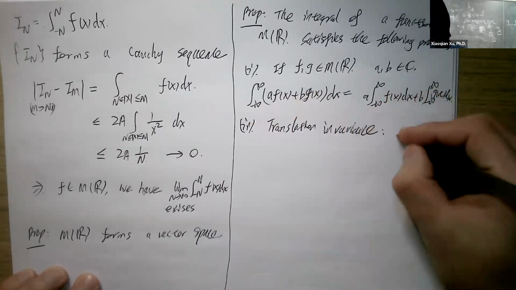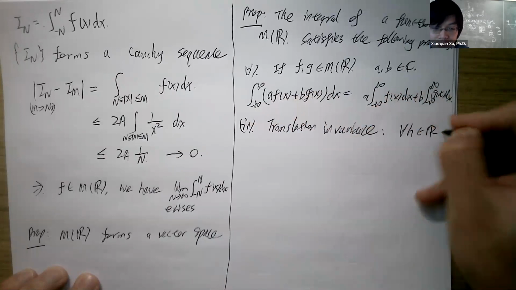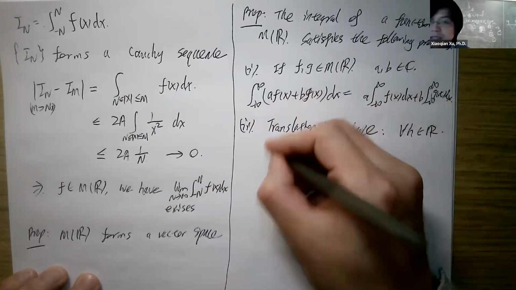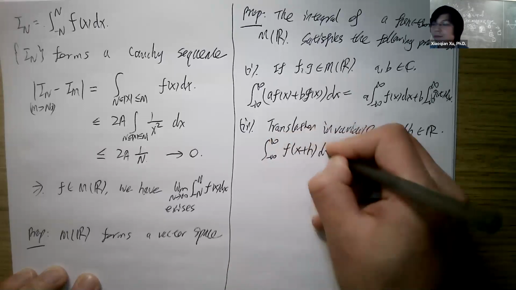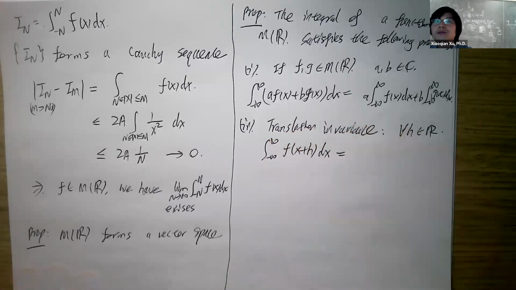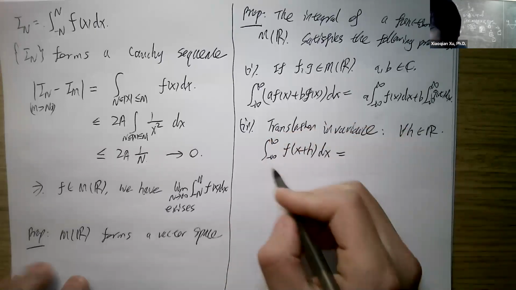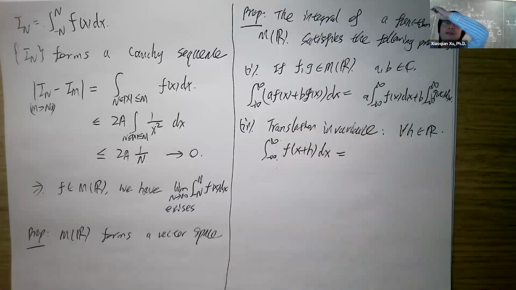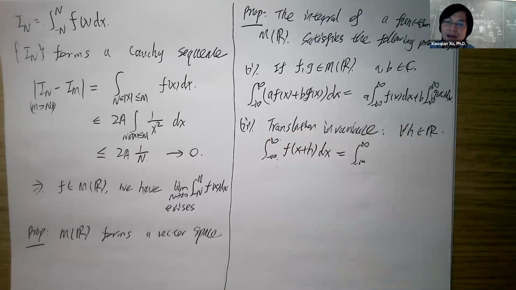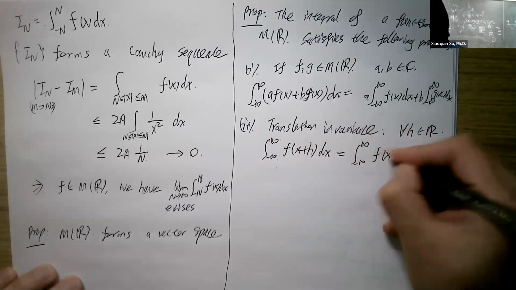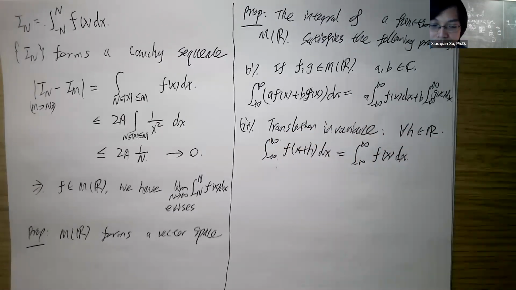For any h in R, if you take the integral of f(x plus h) dx, you can do a change of variable, but then you find that the upper and lower limits of the integral become infinity plus h and minus infinity plus h. You can imagine that doesn't matter, because formally, minus infinity plus h and infinity plus h are just minus infinity and infinity. So you still get the integral of f(x) dx.